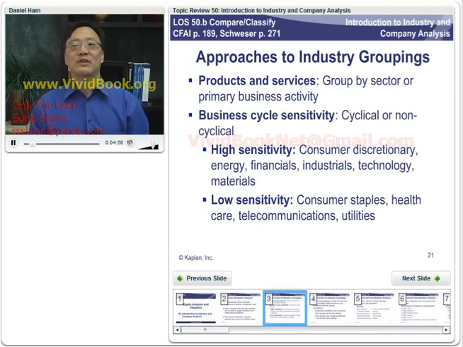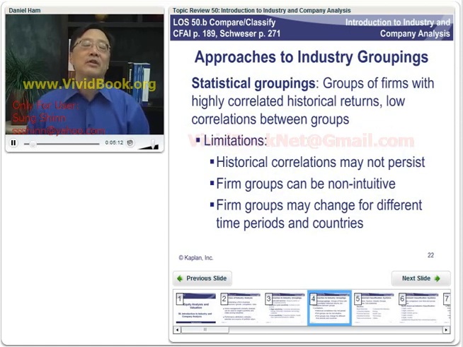Second is the business cycle sensitivity, which we sort of talked about already. We'll come back to this as well. If you notice, these are the sectors that are listed within the sensitivity of this business cycle. We'll come back to that specifically. But I'm going to start with a third approach.